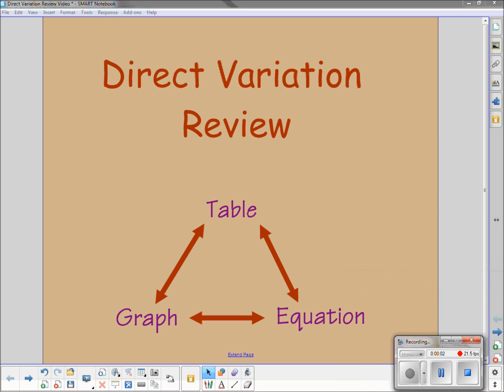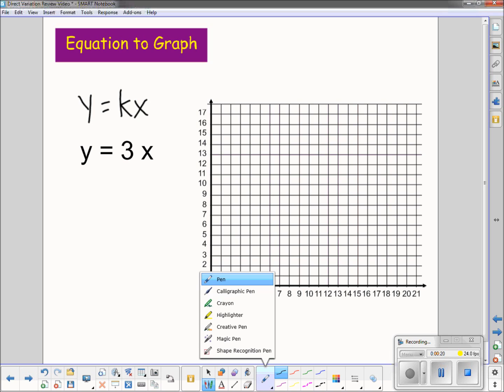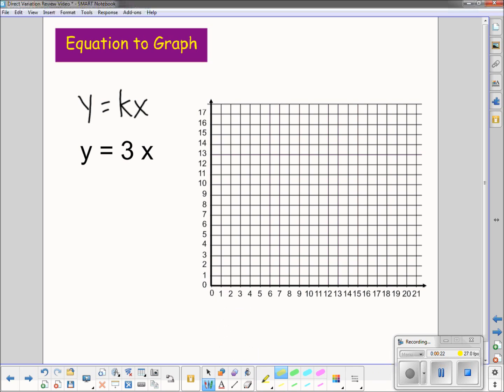In this video, we will be reviewing direct variation. In the first example, we need to change from an equation to a graph. And before I start working with this equation, I need to remember that the direct variation equation is always y equals kx. Because I know that y equals kx is my equation, it helps me realize that the 3 in the equation that was given is actually my constant.